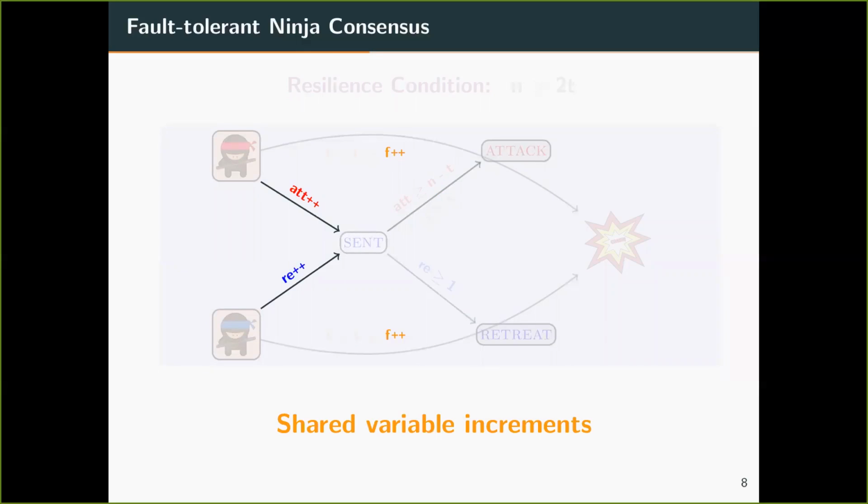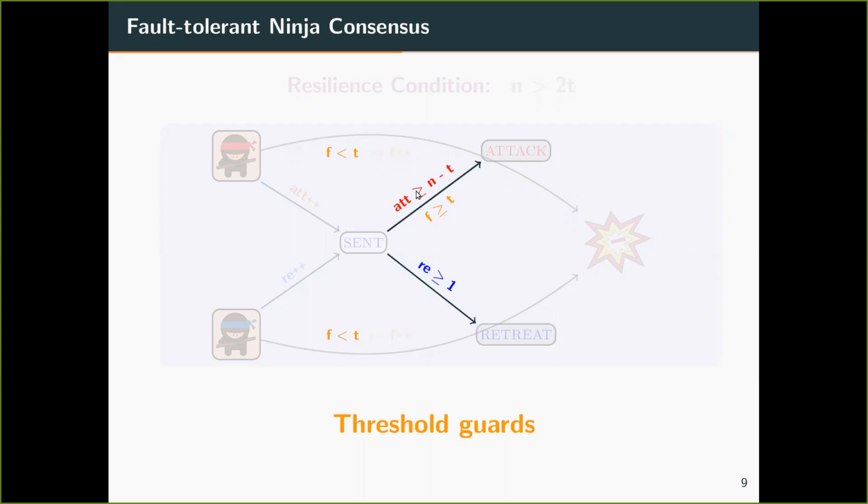And the second feature is the notion of a shared variable increment. In a threshold automaton, we have shared variables. These variables can be accessed by all the processes. And along a transition, a process can increment these shared variables. Now, notice that in a threshold automaton, we only allow shared variable increments and not decrements, as allowing decrements would easily lead to undecidability.